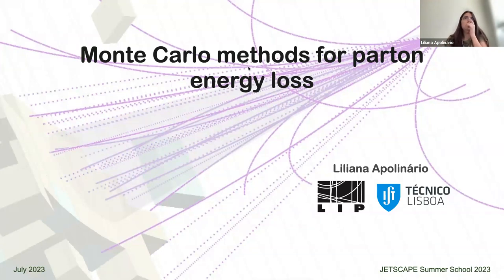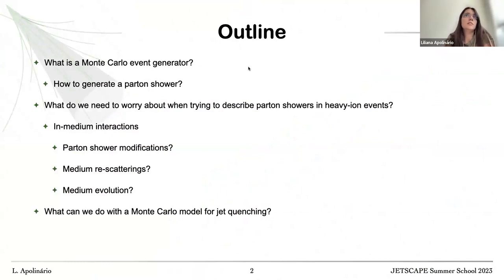So the outline is to address three main questions. First of all, what is a Monte Carlo event generator? On this part, we will focus more on the parton shower module that is responsible afterwards for the energy loss processes in heavy ions. Then, focusing on heavy ions, I will give you an overview of what the immediate effects are. And then some examples of what we can do with the Monte Carlo model for jet quenching and why it is so useful.